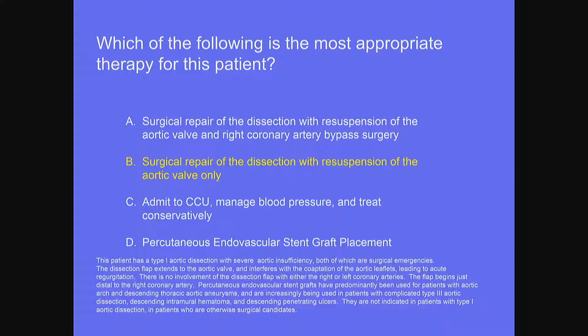Percutaneous endovascular stent grafts have predominantly been used for patients with aortic arch and descending thoracic aortic aneurysms and are increasingly being used in patients with complicated type 3 aortic dissection, as well as descending thoracic intramural hematomas and descending penetrating ulcers. They are not indicated in patients with type 1 aortic dissection and patients who are otherwise surgical candidates.